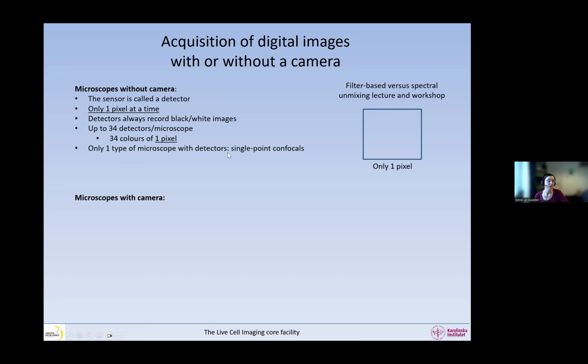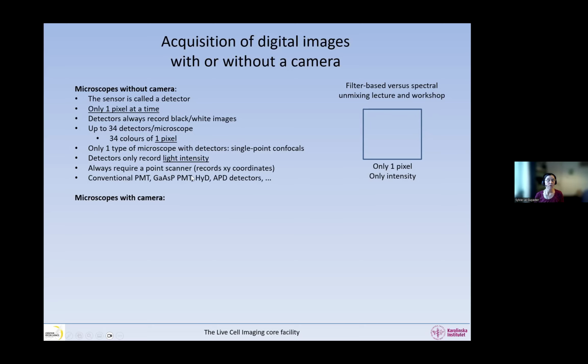There's only one type of microscope with detectors. They are single point confocals. The detectors on single point confocals only record the light intensity. So we said each pixel has an XY coordinate and a light intensity, and the detector only records the light intensity. So we have 1 pixel and only intensity. And so we always require a point scanner which records the XY coordinate. Where is this pixel amongst the whole image? This is the job of the scanner. The detector gets the intensity and the scanner gets the coordinates.